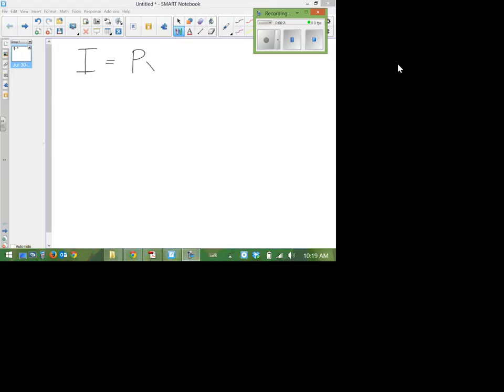Principal times rate times time. So let's just indicate what those symbols mean. I stands for the amount of interest. P stands for principal, or the amount invested.